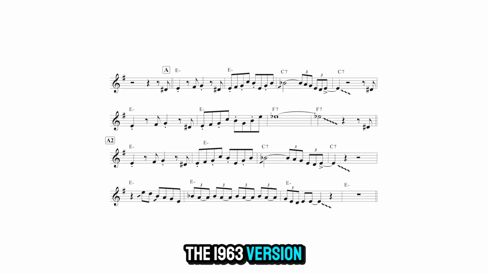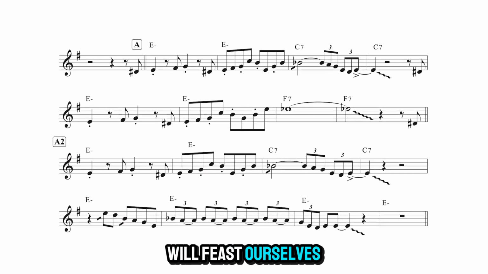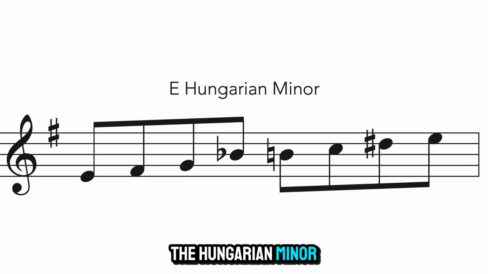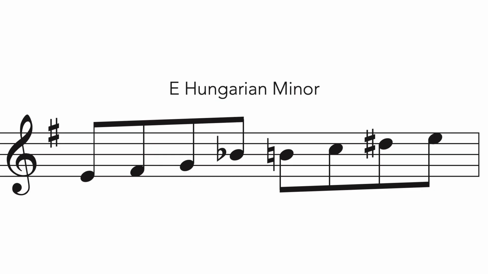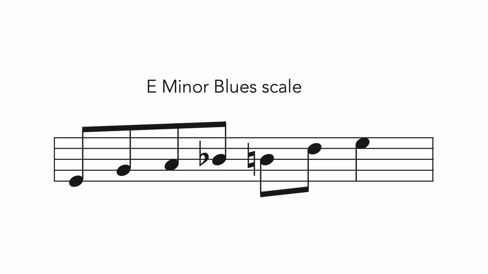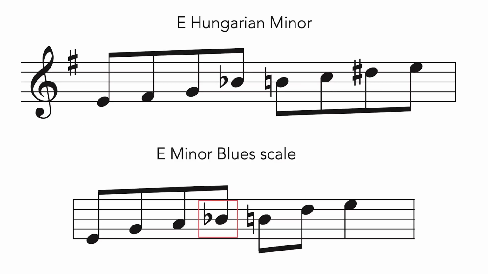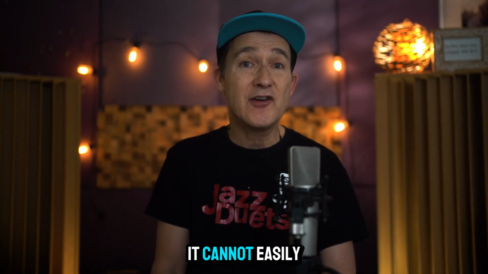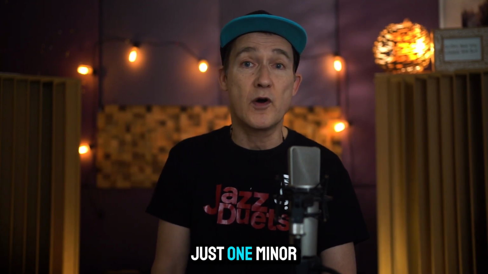The 1963 version of the Pink Panther that we will feast ourselves on is in concert E minor. However, it contains various shades of E minor, such as the Hungarian minor and the minor blues scale, both of which feature the unusual and exotic flattened fifth. This sophistication no doubt adds to the enigma of the tune, the fact that it cannot easily be labelled as coming from just one minor scale.